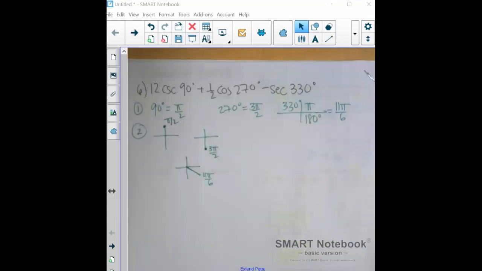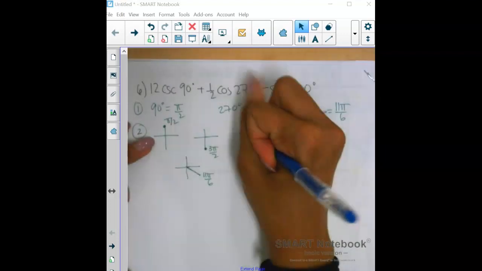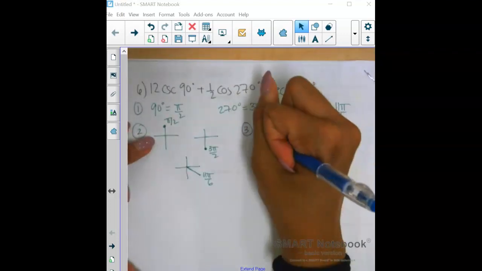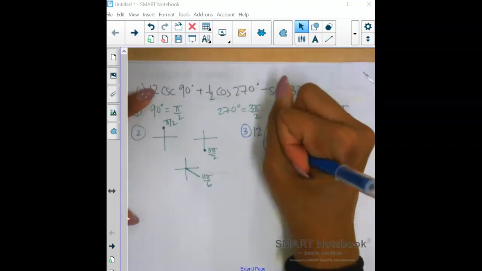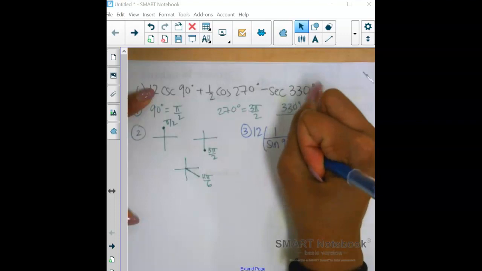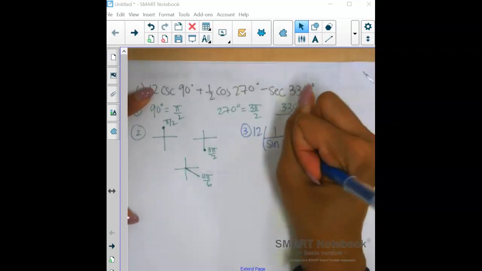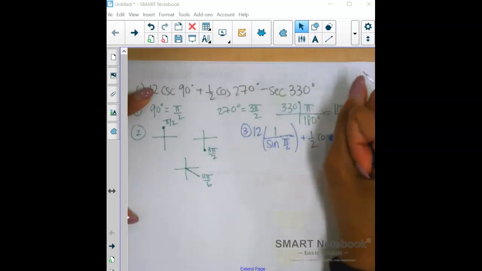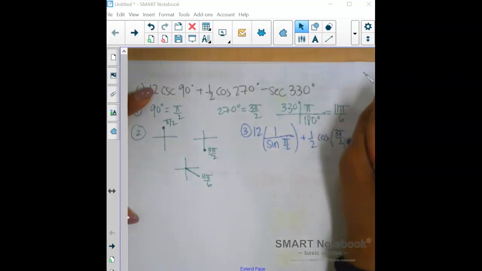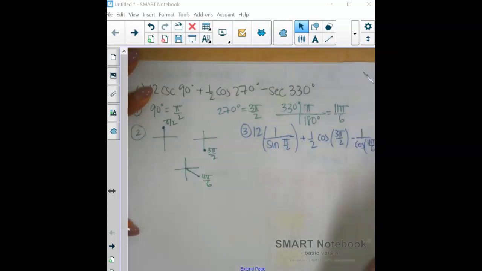Okay, so for pi over 2, I'm going to combine this with what I'm doing on step 3. We have 12 cosecant. Cosecant is the same as 1 over sine of 90 degrees, which is pi over 2. You write 1 over sine of pi over 2, plus 1/2 cosine of 3 pi over 2, minus secant, which is 1 over cosine of 11 pi over 6.